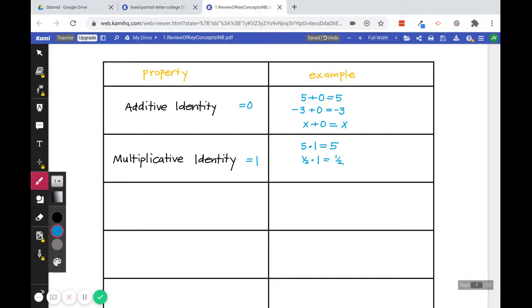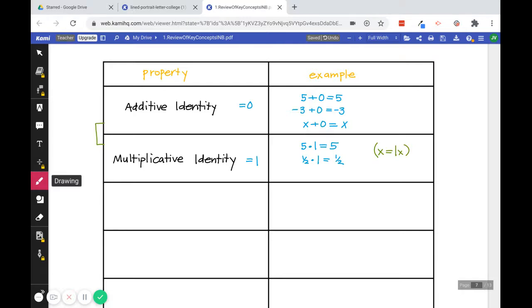One reason why this is helpful for us in terms of solving equations is that if I'm solving something, x is the same as 1x. So just have that in the back of your mind. But these two, they go together.